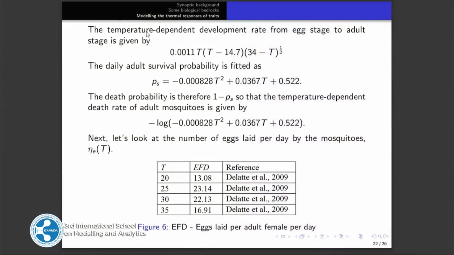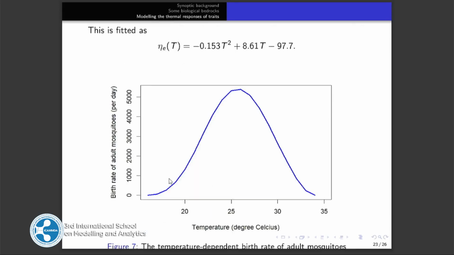So it just follows. Okay? So next, let's look at the number of eggs laid per day by the mosquitoes, which is the eta T. So we have egg lays by female mosquitoes per day. At 20 degrees Celsius, this is what it lays. At 25 degrees Celsius, this is what it lays. At 30, 35, this is what it lays. Very short, but that is also fitted to look at that relationship.